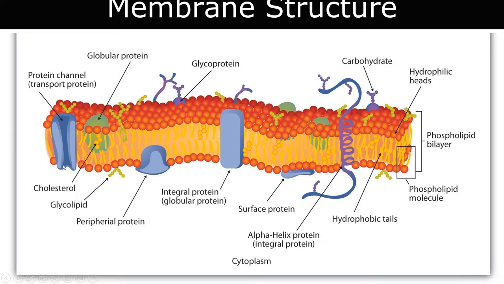And so this is an integral membrane protein because it integrates into the membrane. You also have your peripheral proteins that are going to be off to either side. And then you've got things like your glycoproteins. So these are just proteins that have some sugars on top of them.